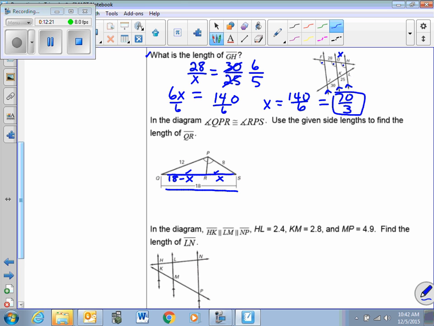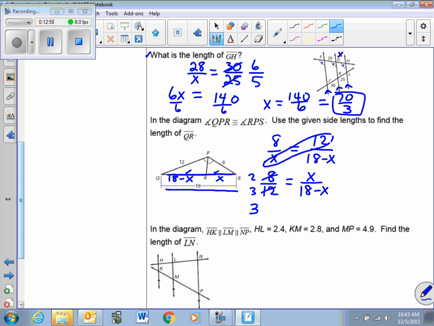Now I'm ready to set up my proportion. My proportion says that 8 over x equals 12 over 18 minus x. Okay, so now I'm going to use one of my properties of proportions that says I can switch my means. So I'm going to rewrite this as 8 over 12 equals x over 18 minus x. It's just going to make my work a little bit easier because I can simplify this fraction here. 4 goes into 8 2 times, goes into 12 3 times.